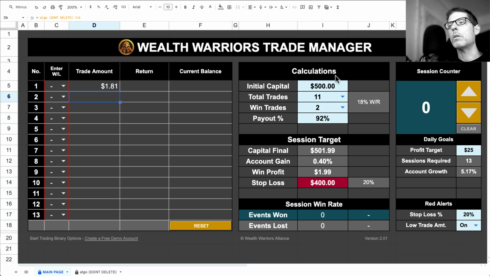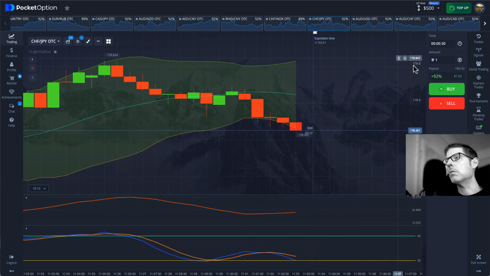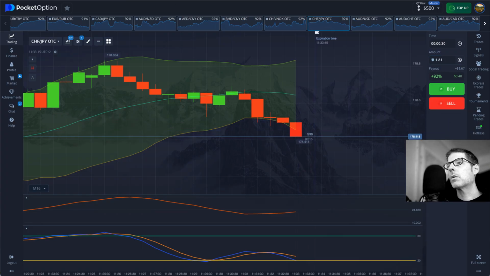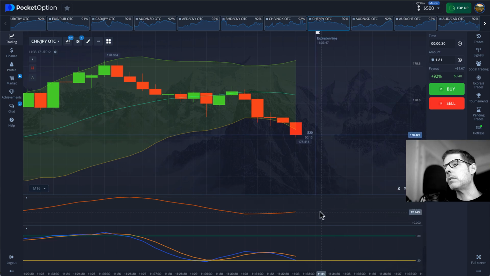All you have to do is enter in your initial capital, whatever capital that you have inside Pocket Option. I've already done that. And the trade manager gives me the trade amount over here already. So it gives me the first trade amount that I need to use, $1.81. So that looks pretty good. I'll go ahead and enter that. Great. And okay, this looks pretty decent right here.